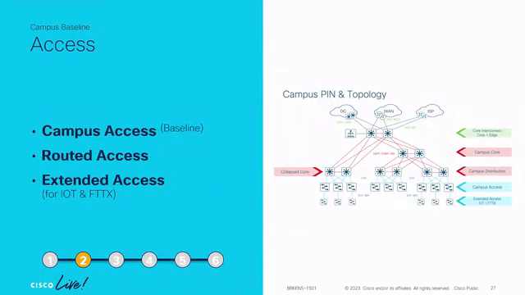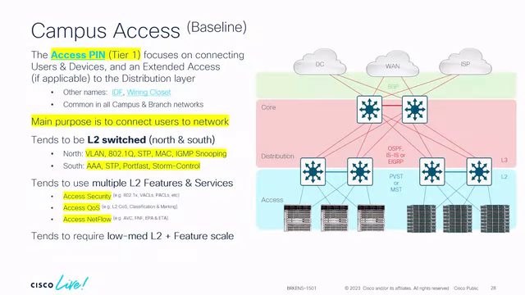Which gets us to access, generic access. So again, this is probably the most important area because this is what actually touches the endpoint, the human, the device that the human is using. This is where you tend to see your power over Ethernet.